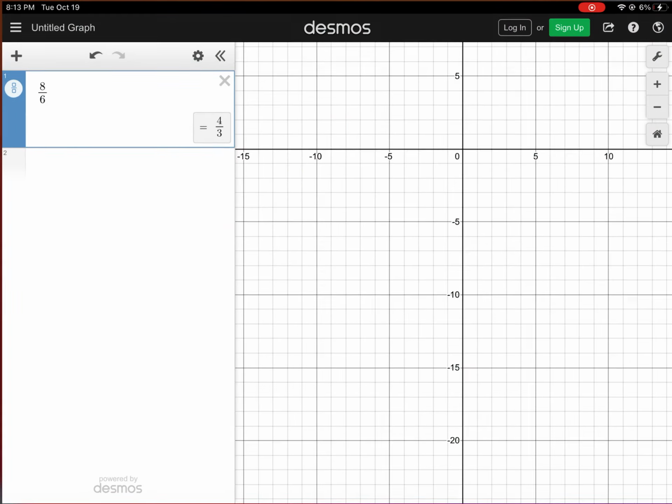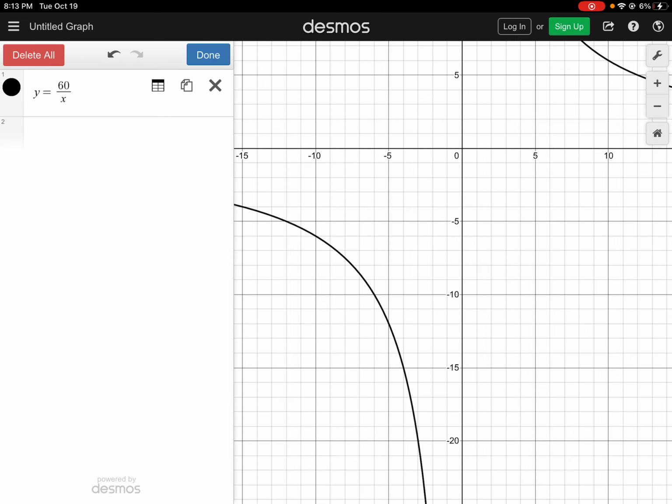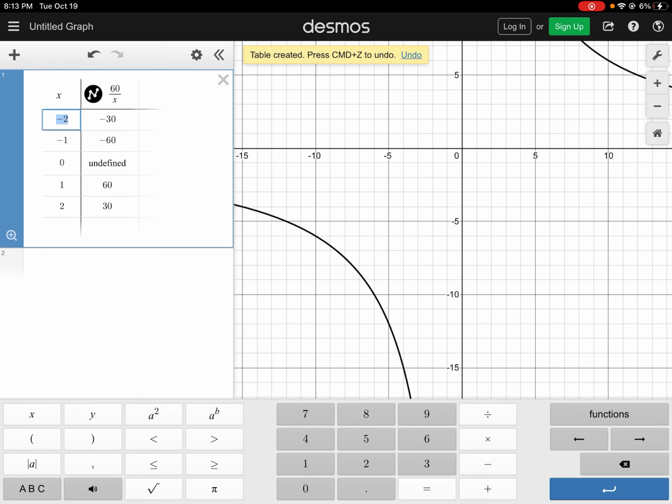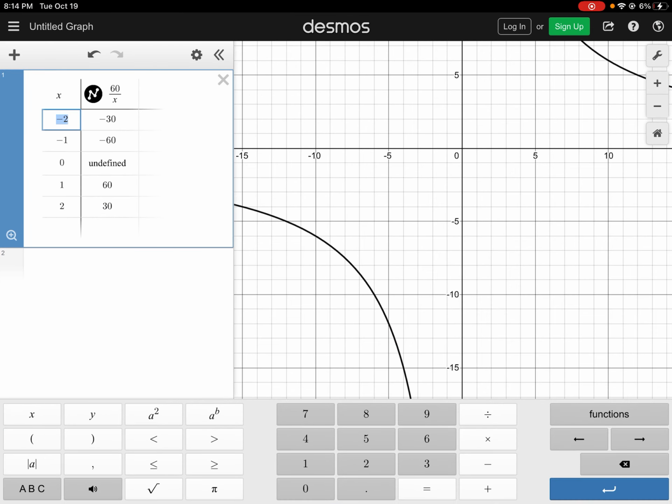Factors of 60 that add up to negative 32. So I pop over to Desmos and pull up my table so I can look at factors. I'm not going to sit here and kill my brain. So, factors of 60 that add up to negative 32. All right, again, I don't know where to start.